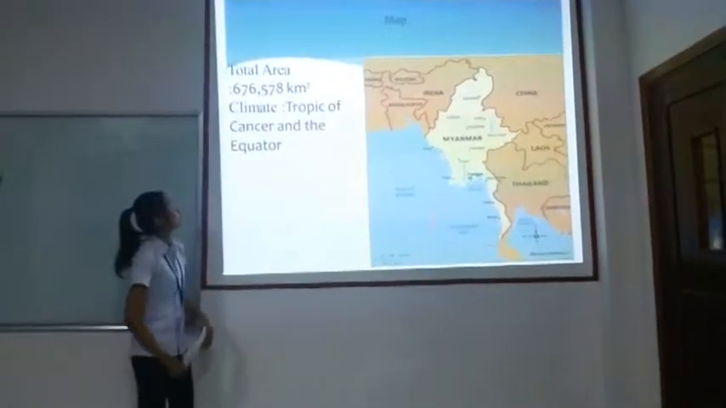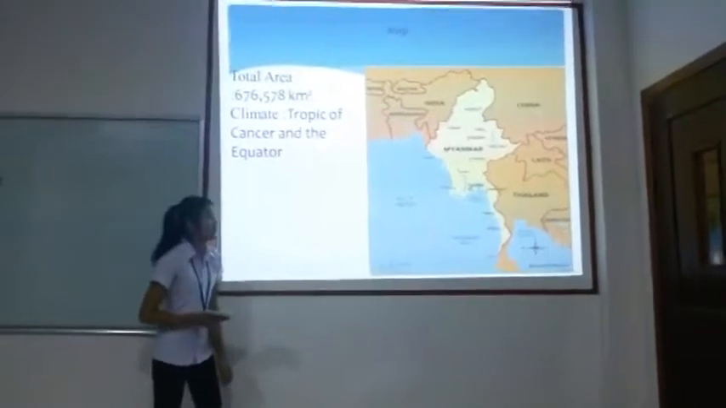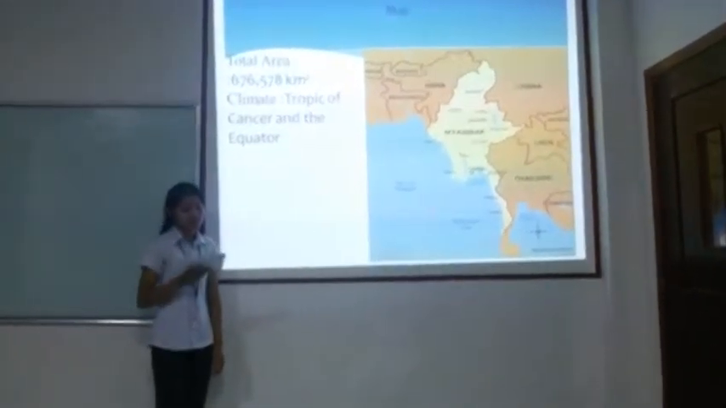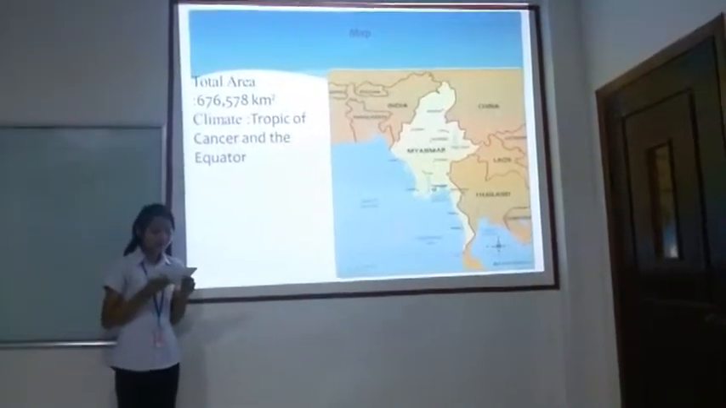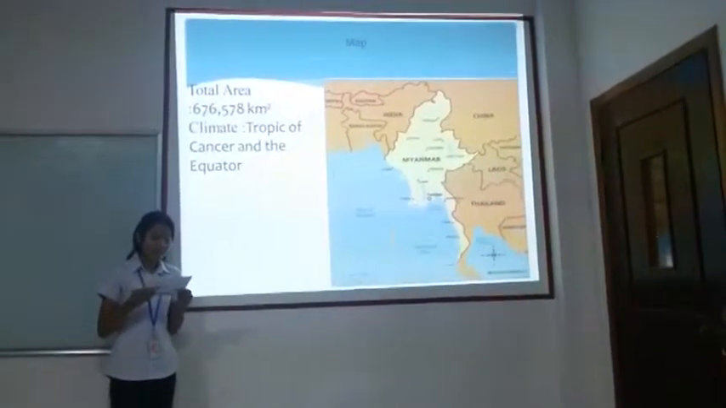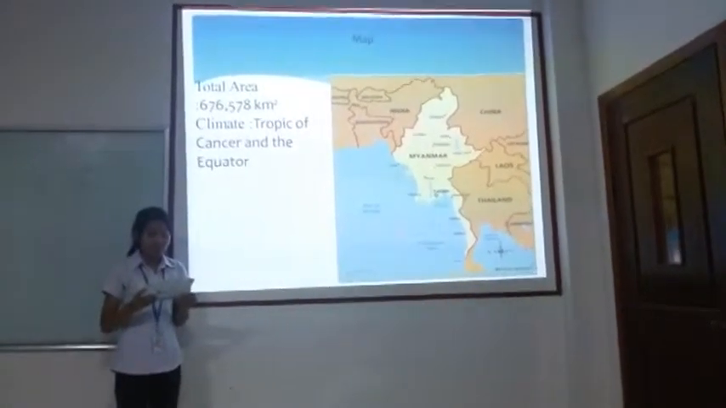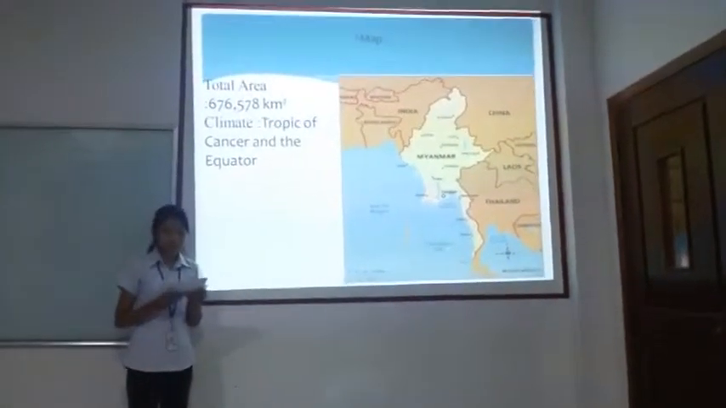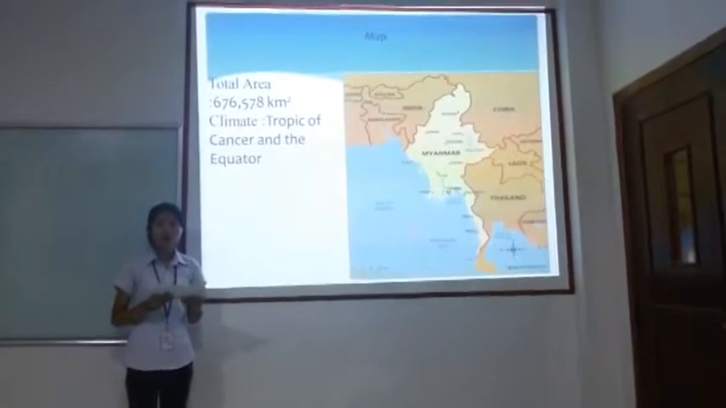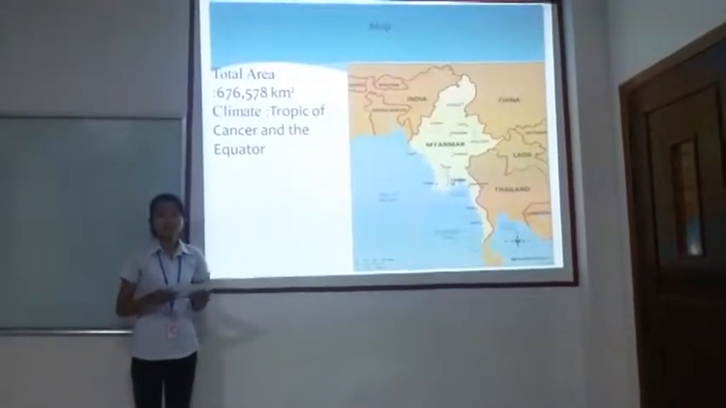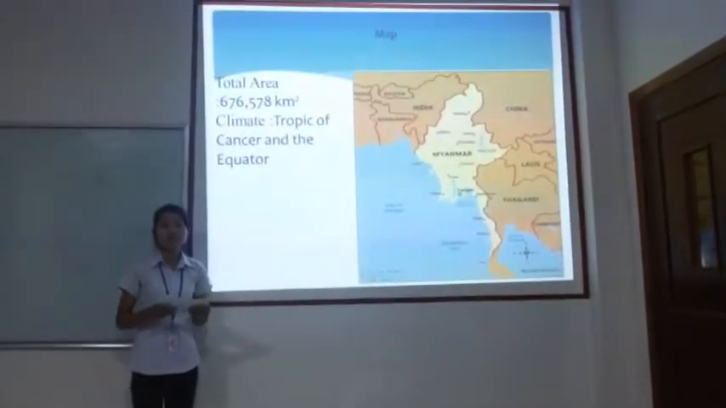The first point, I will brief about the total land size of Myanmar. As we can see in the map, Myanmar is considered a big country. The total land size of this country is 676,578 square kilometers. And the climate in this country is tropical monsoon, which means hot weather with humidity and winds. It also has three seasons: rainy season, cool season, and hot season.